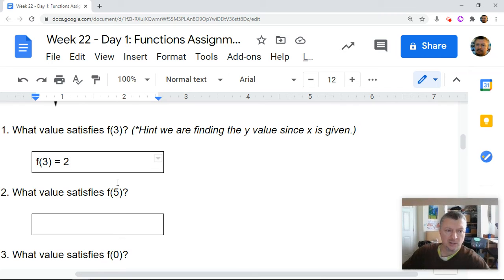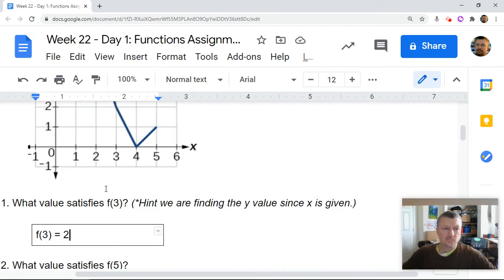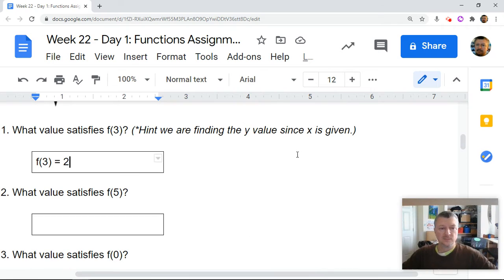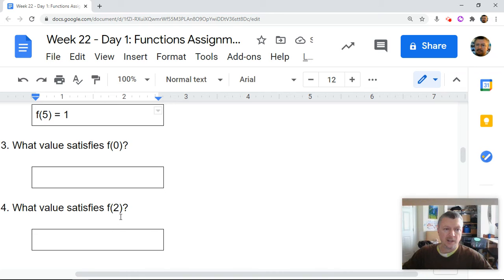So number 2 says f of 5. Okay, so that means x is 5, right? So if x is 5, you go over here to 5, and then here's the graph up here. How high is that? That's 1. Over 5, up 1. There it is. Okay, so that point there is 5, 1. When x is 5, f of x is 1. So f of 5 equals 1. All right, so then you guys have f of 0 and f of 2 to do.